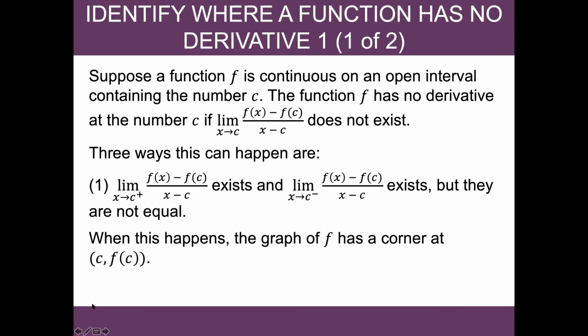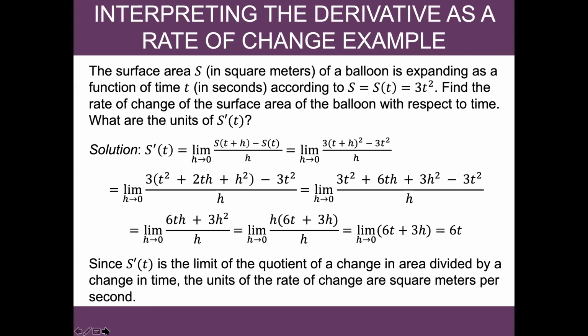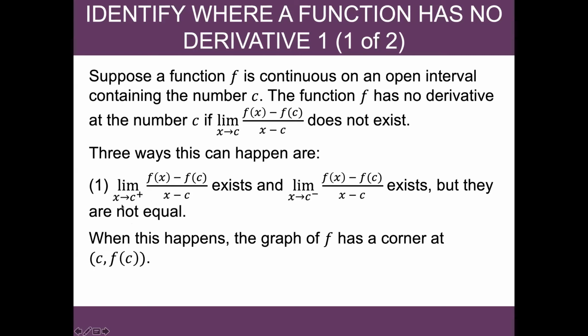So the way they've got it said here, if it's got a corner, notice the word corner is used here. That means as you come in from the right, the slope is one value. And if you come in from the left, the slope is a different value. So if that's the case, it's going to end up being some sort of a corner. It's not a smooth curve. It's got to be exactly the same. The slope coming in from the right has to match the slope coming in from the left. And if it doesn't, it's not differentiable at that point. It has a corner, okay? And it happens at c.